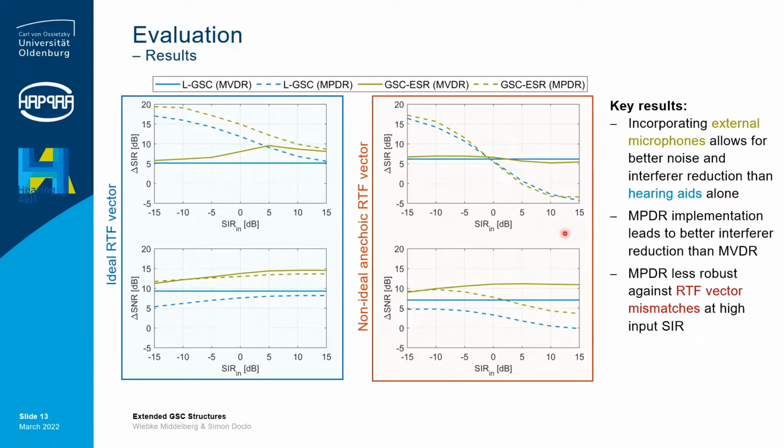This can be summarized by saying that the MPDR implementation is less robust against RTF vector mismatches, particularly at high signal to interferer ratios, where speech leakage becomes more prominent.